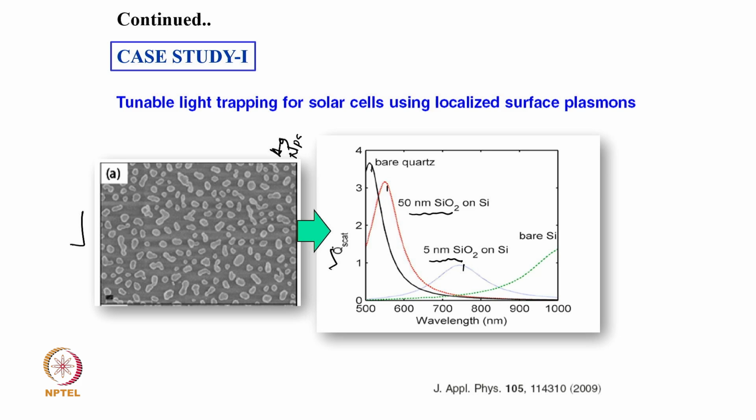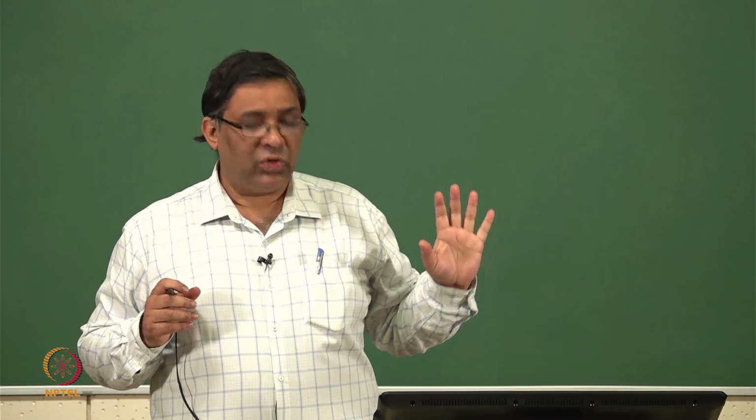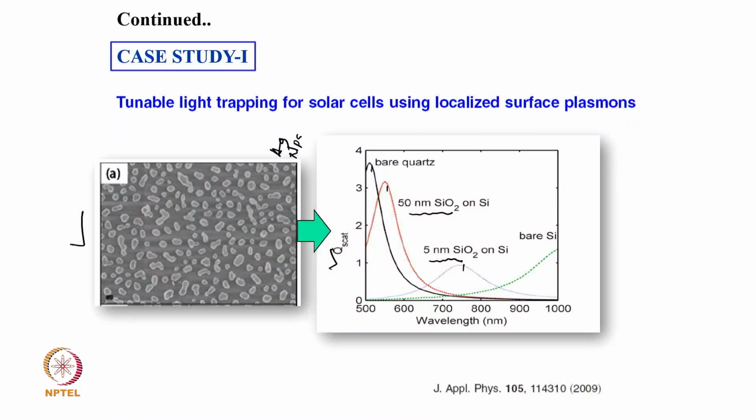Q scattering peak is how efficiently it has scattered light inside the solar cell. Okay, so you can see this has a lot of effect. When I have a bare quartz, I do not have any coating on top of it. It goes to almost around 500 nanometer wavelength range.